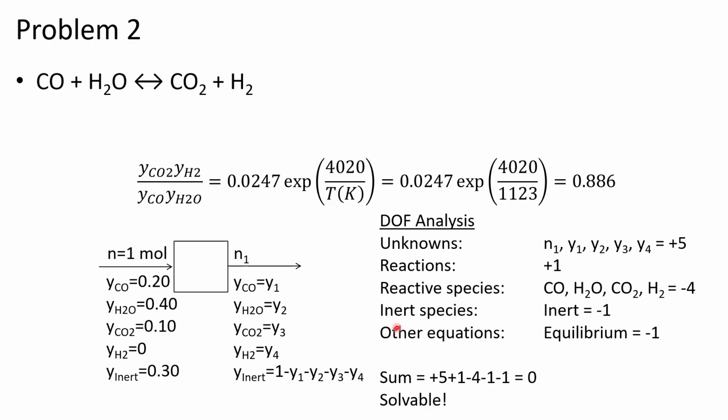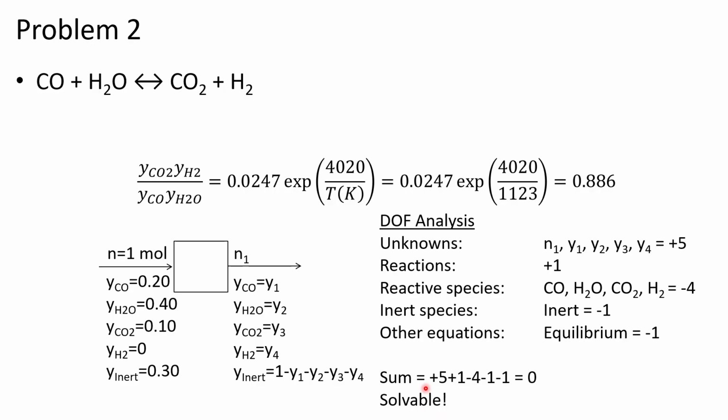We'll count the number of inert species. Well, we don't know the name of it, but we do know there's an inert. So we have 1 species. We'll put a minus 1 in front of that when we do our sum. And finally, we do have an equilibrium relationship, another equation. So one of those, and we'll put a minus 1 in front of that when we do the sum.